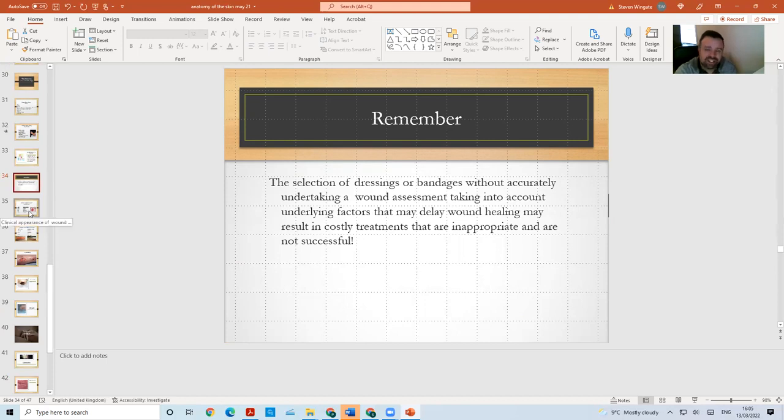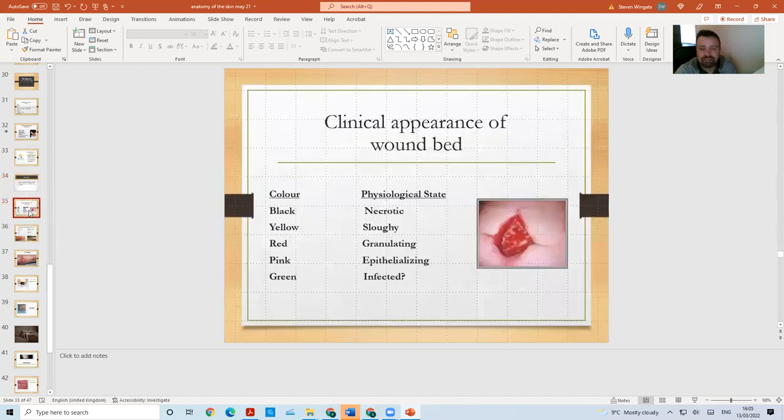So the selection of the wound dressing is absolutely paramount, and we've got a whole module on selecting the right wound dressings. So different appearances of the wound are really important. So if it's black, we're saying it's necrotic, so it's dying, it's dead tissue. Yellow, it's sloughing. Red, it's granulating. Pink, it's the epithelializing, so that's the wound remodeling and healing. And if it's green, potentially infected.